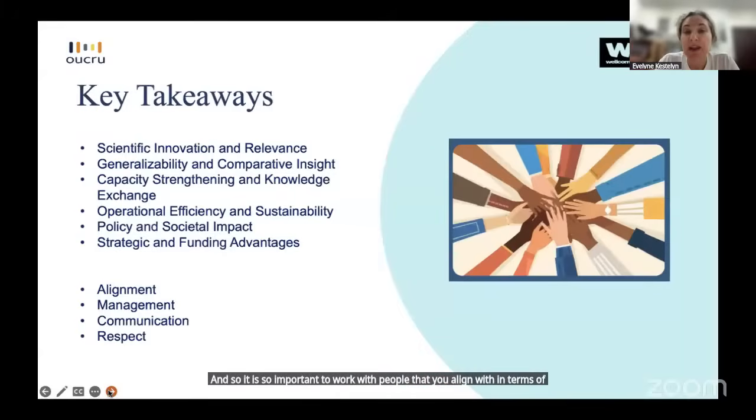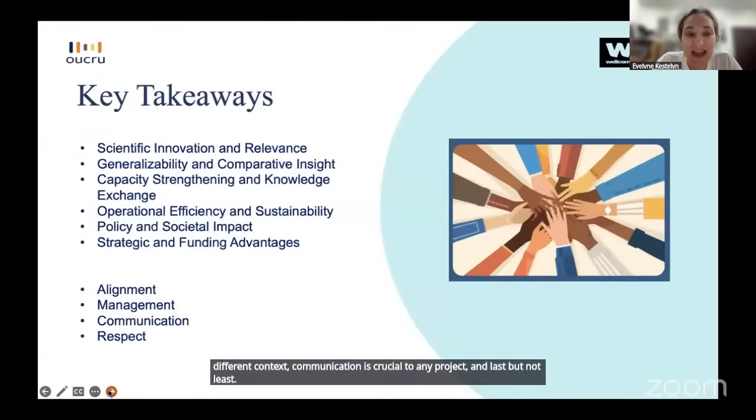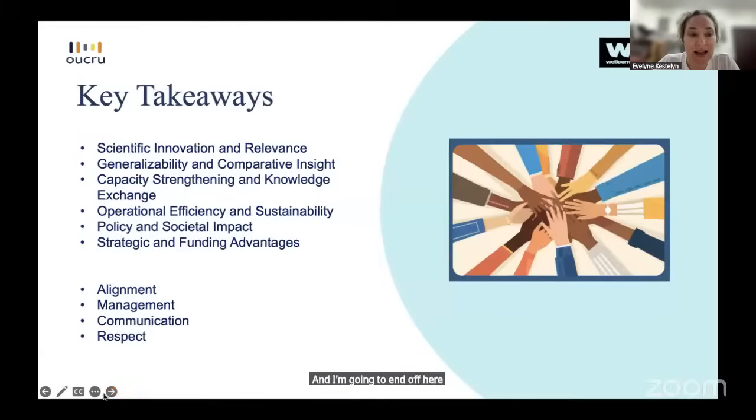And so it is so important to work with people that you align with in terms of ideas. It is so important to think about how you are going to manage different people, different contexts. Communication is crucial to any project. And last but not least, respect. And I'm going to end off here and hand back over to Katrina, I think.